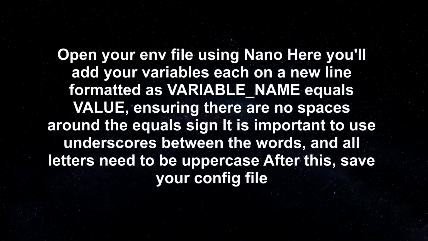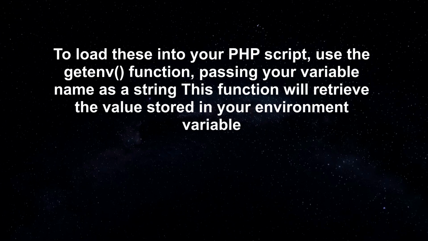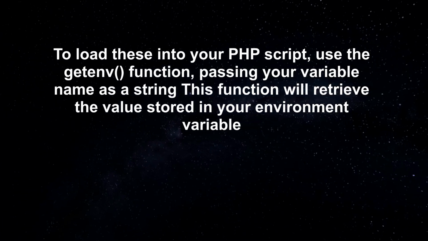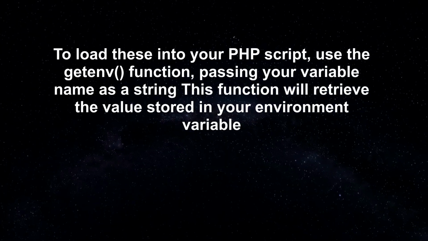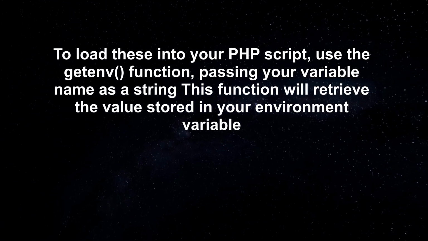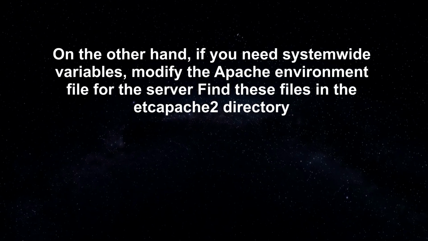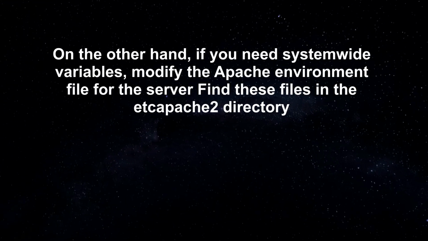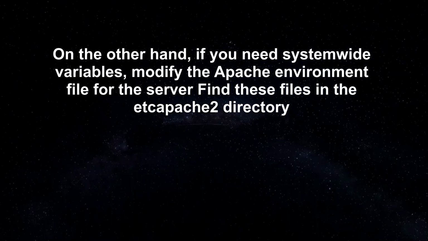Save your config file. To load these into your PHP script, use the getenv function, passing your variable name as a string. This function will retrieve the value stored in your environment variable. On the other hand, if you need system-wide variables, modify the Apache environment file for the server.